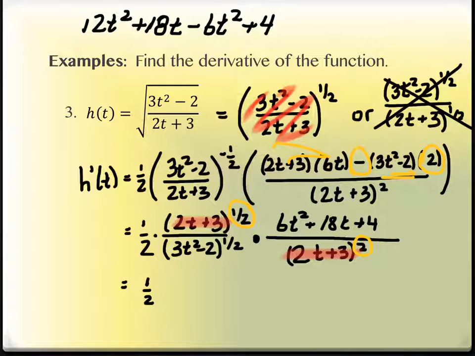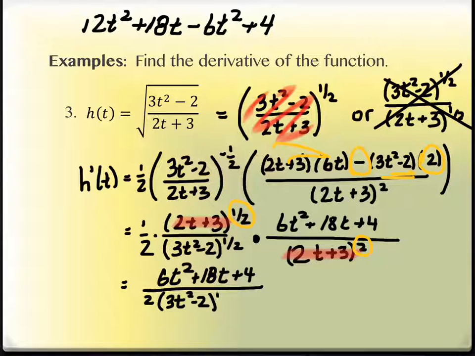So right now I have my numerator. Well, you know what? Let me just extend this like this. The numerator has this expression we talked about just a moment ago, 6t squared plus 18t plus 4. The denominator already had the 3t squared minus 2 to the 1/2. And now it will also have the 2t plus 3, and it will be to the 3 halves.